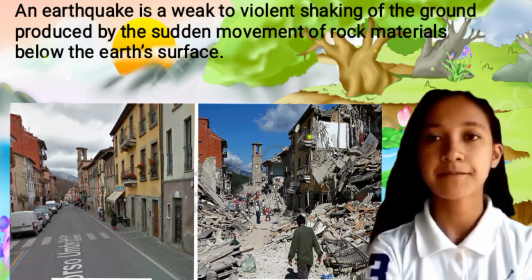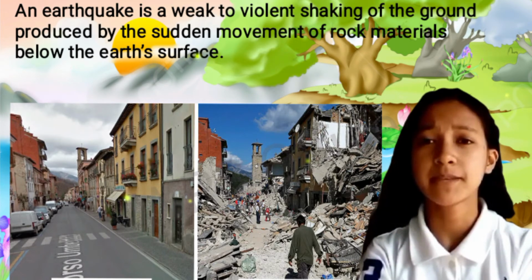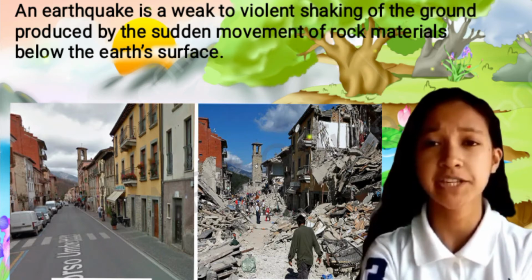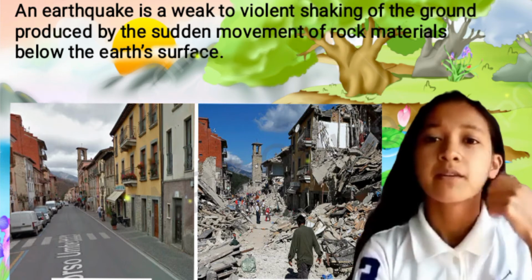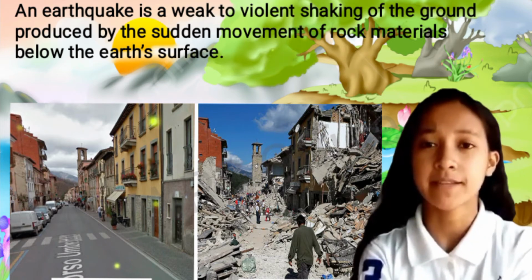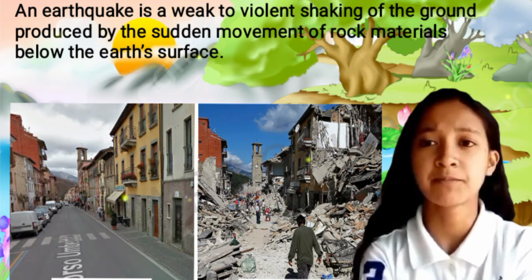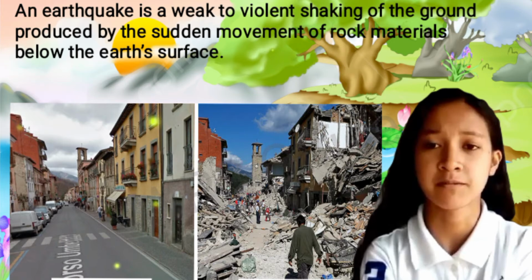Good afternoon everyone, I am Kabusog Nenalindi. I'm going to give examples of the factors which cause changes on the landscape. First, we have earthquakes. An earthquake is a weak to violent shaking of the ground produced by the sudden movement of rock materials below the earth's surface.